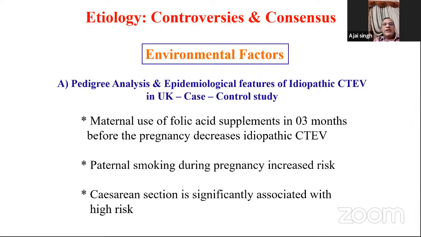Paternal smoking, which we have already discussed, has an increased risk, and it is now found that lead and arsenic are the culprits that produce these types of associations and the severity of the clubfoot. Cesarean section is significantly associated with a high risk, though there is no explanation for this. This is our observation, and it requires more studies so that we can prove this factor.